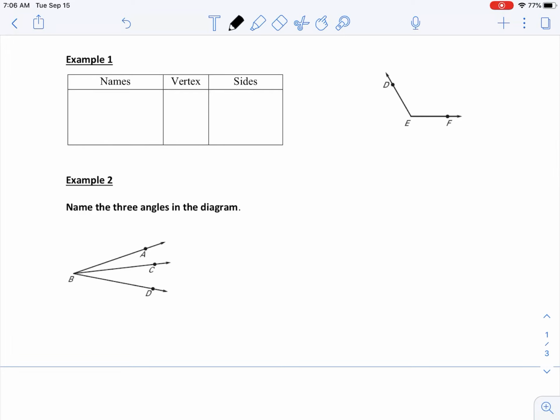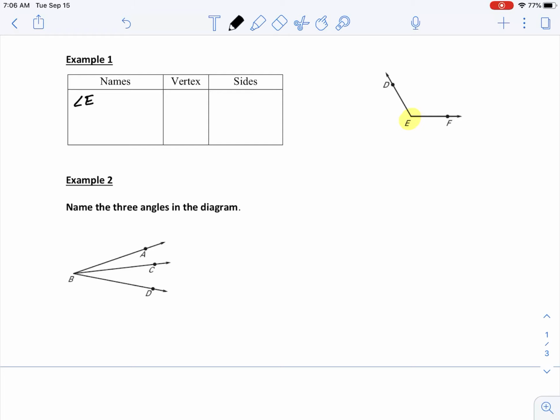And there's 3 big parts of it. There's the angle itself, and then the 2 parts to make it up, the vertex and the sides. So if I look at this angle over here to the right, and I'll go ahead and highlight it real quick for you, I'm going to give it 3 names, and then I'm going to name its vertex and its 2 sides. The first thing we can do is name this angle by just the vertex. We could call this angle E.